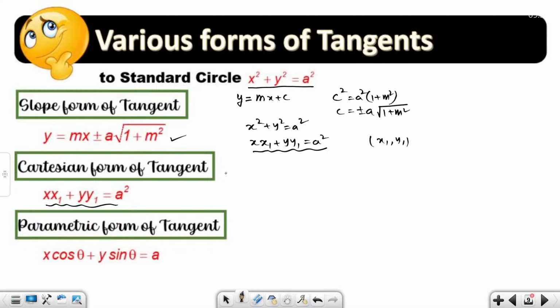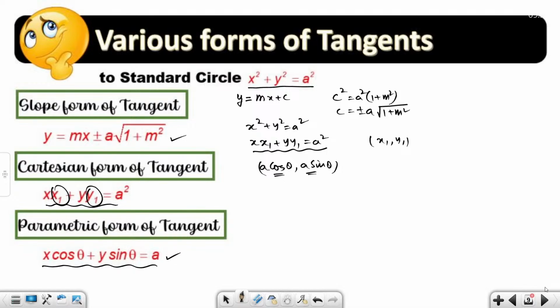Is it clear? Okay. Next is the parametric form. We know that for the standard circle, any point on the circle is a cos theta, a sin theta. As this is any point on the circle, if you want to find out the equation of the parametric form of the tangent, I can simply replace x1 and y1 by these 2 points, a cos theta and a sin theta. So in that case, we are going to have the parametric form as this, right?